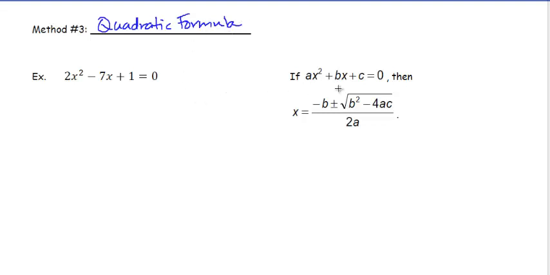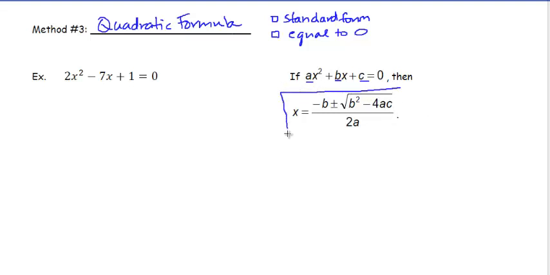But notice it says that one thing has to be true first. We have to have a quadratic, and it has to be in standard form, and it has to be equal to 0. So I'm just going to jot those things down as requirements. So it must be in standard form and equal to 0. If that's the case, then we know what A, B, and C are, and we can plug in to this formula here.